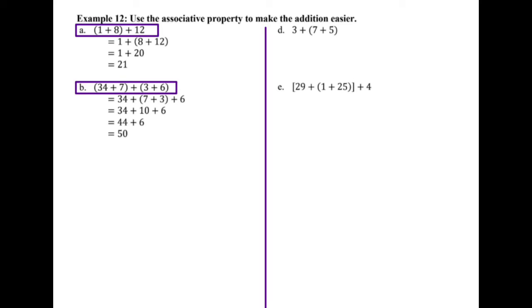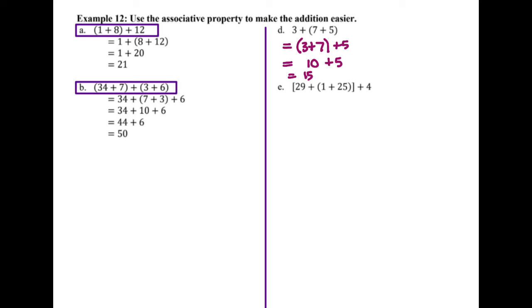All right, so D. It's the associative property, so we want to change the parentheses. So if I move the parentheses around the 3 and the 7 instead, that will make it easier because 3 plus 7 is 10. So we get 15. If I would have done it their way, you should do parentheses first. So that would be 12. 3 plus 12 is also 15.